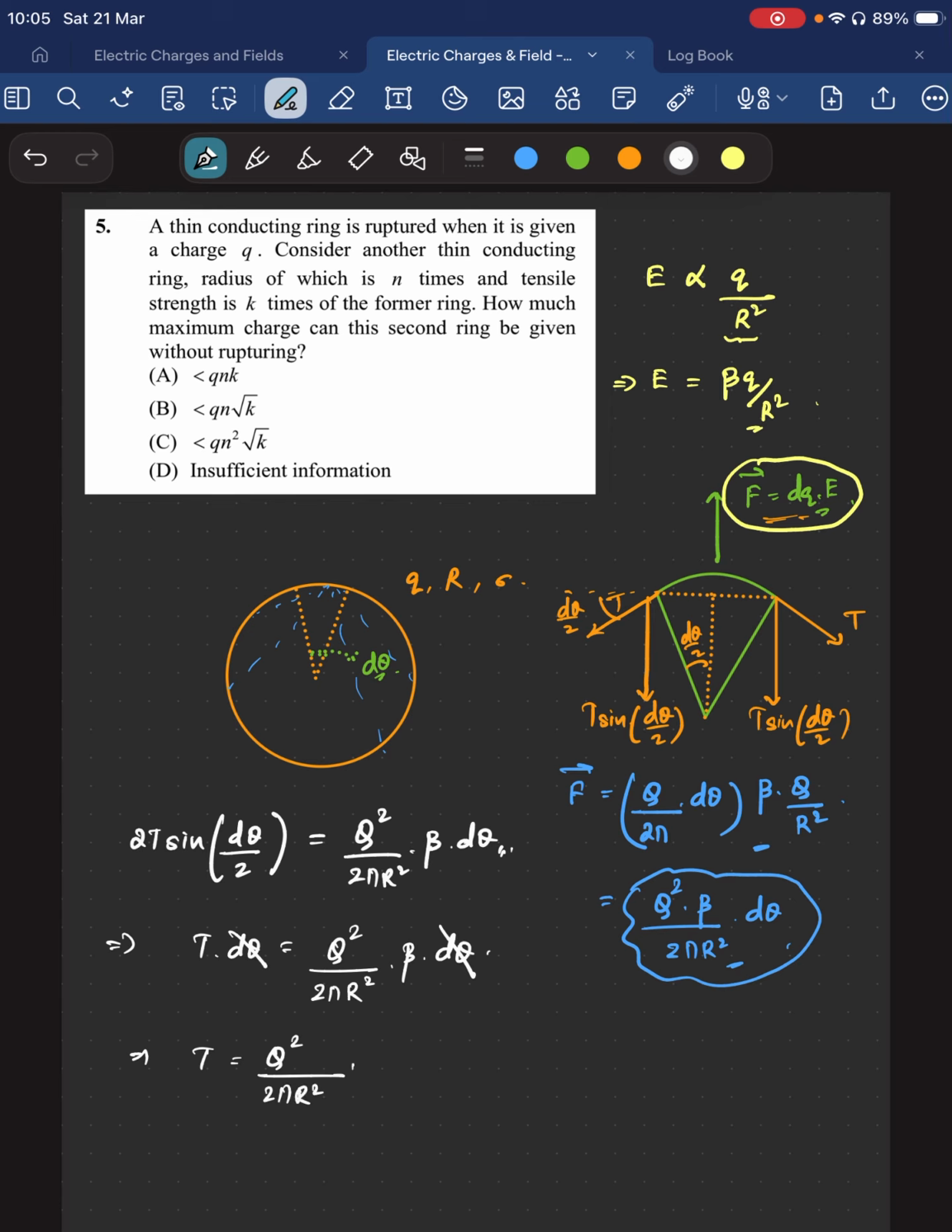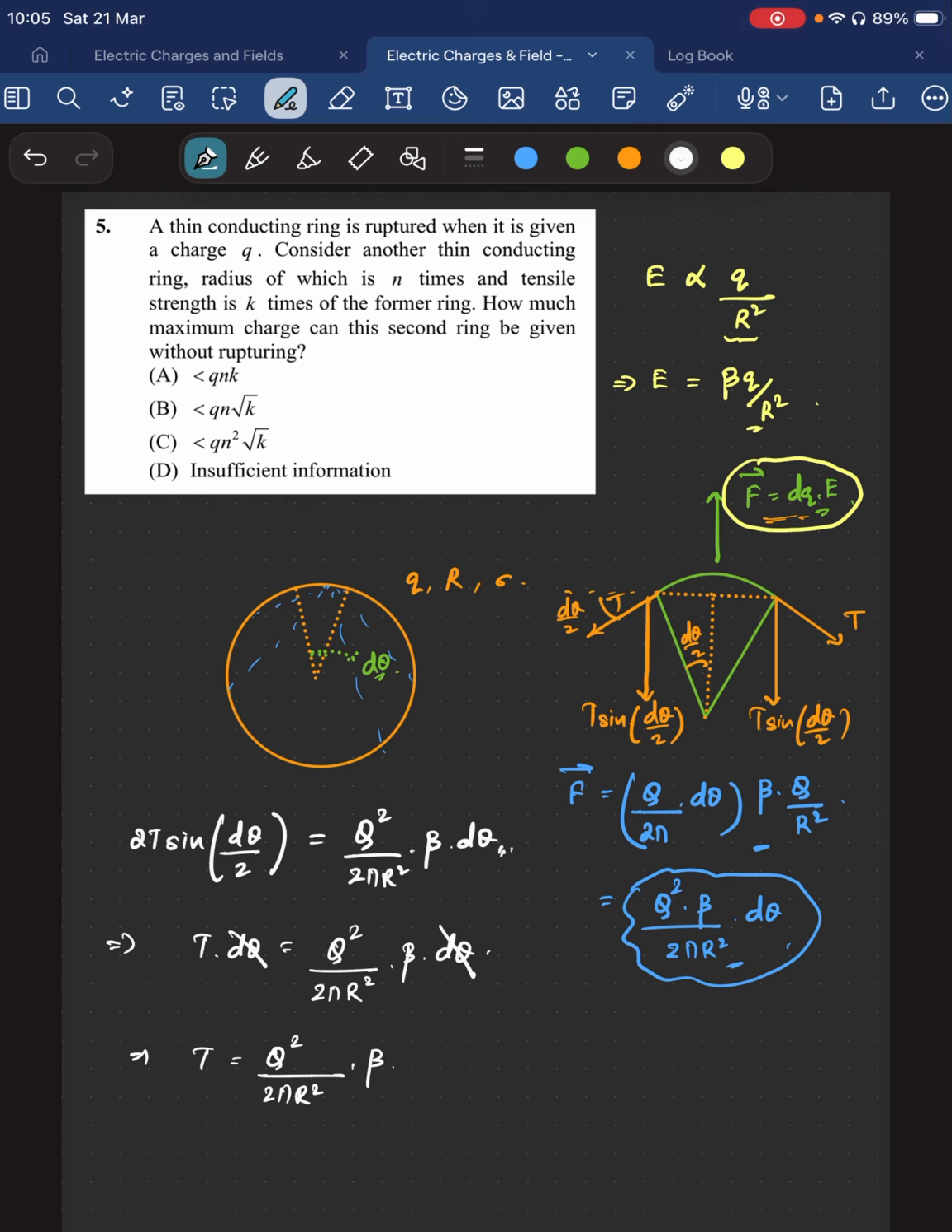And this is the maximum tension this ring can handle, right? Because it's mentioned that when you give a charge q, this ring will rupture. So this is the maximum tension it can handle. Actually, it's given in terms of tensile strength. Tensile strength, to be precise, is tension divided by area. But the area of cross section in this case and the previous case is the same, so we'll relate it to tension itself. So this is what we'll say is the maximum tension this material can handle, right?